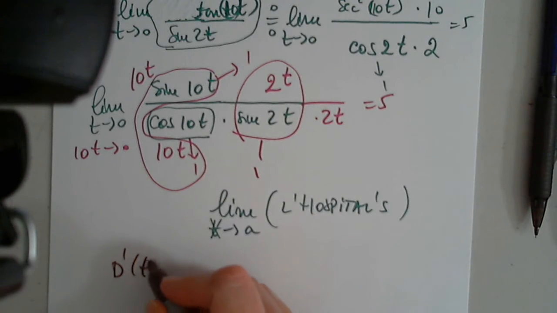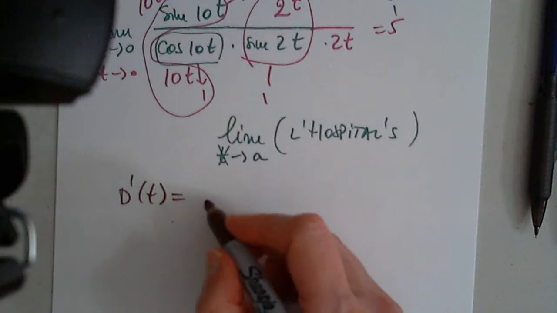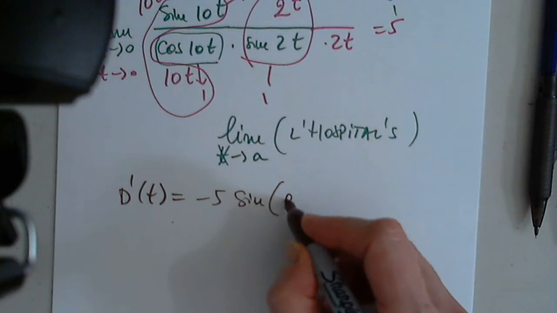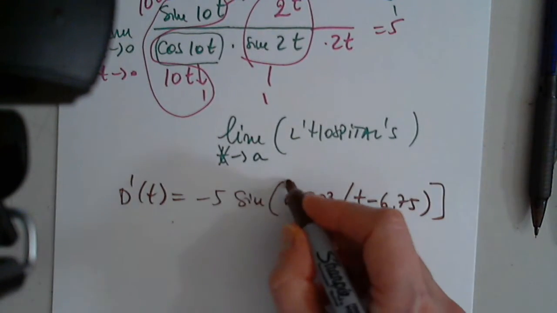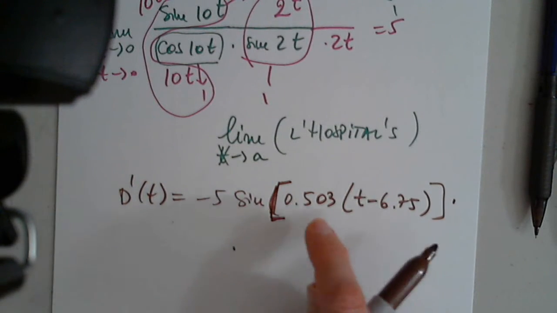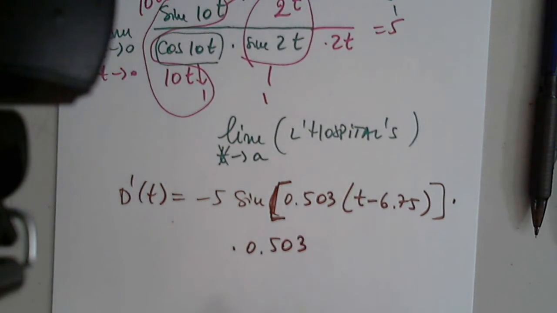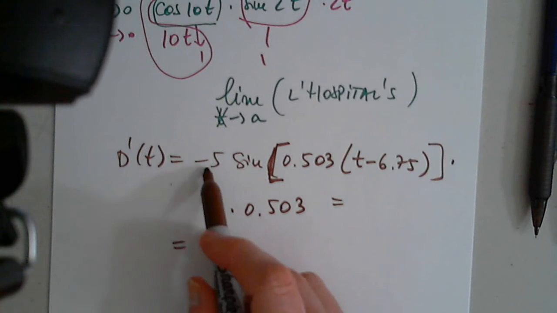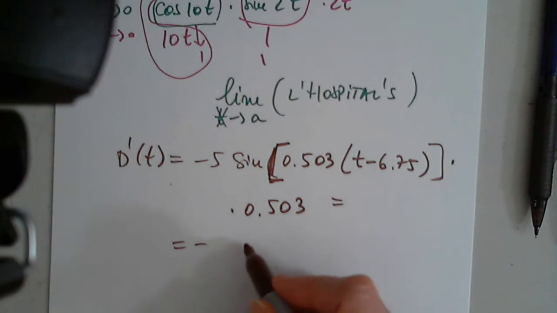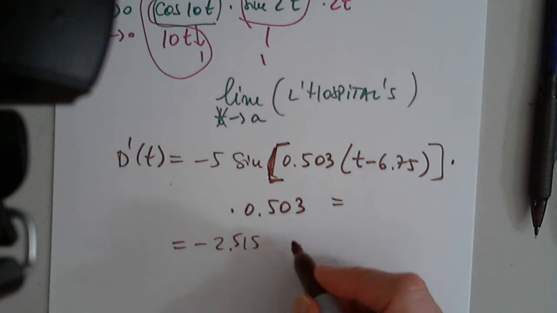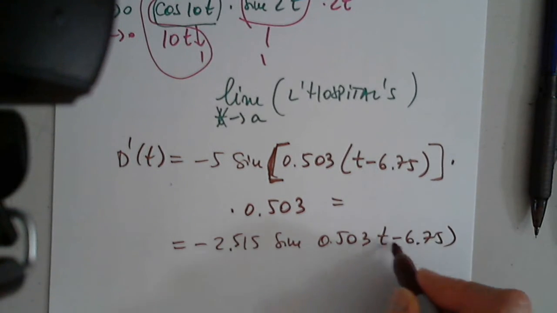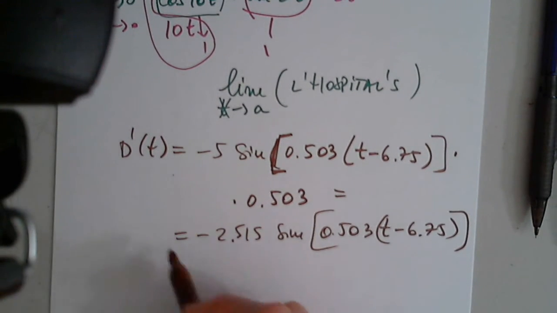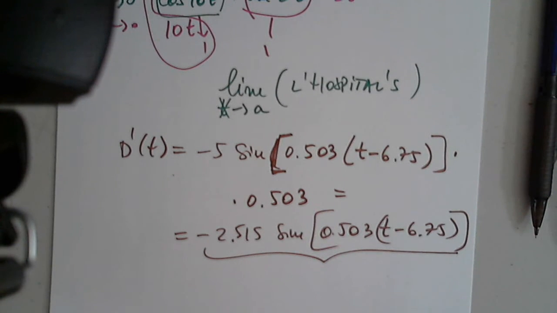So we have d prime of t, which will be negative 5 sine 0.503t minus 6.75, and multiply by the inner function prime, which is 0.503. So the simplified form will be this times this. So it's negative 152.5 sine of 0.503t minus 6.75. And then in this formula, you will plug in 2, 6, 10, 12.